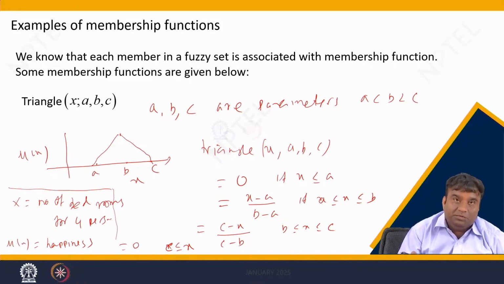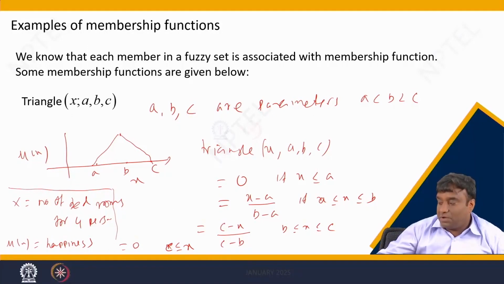If the number of rooms is more, then also they will not be happy. So this type of example you can set. So that is the triangle membership function.